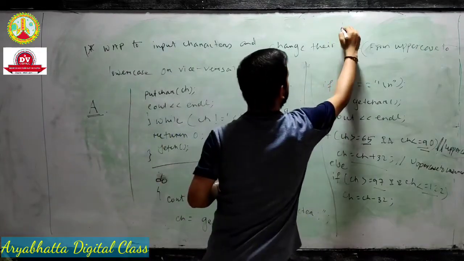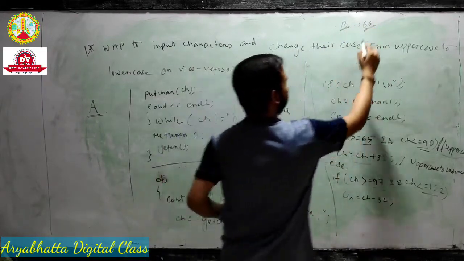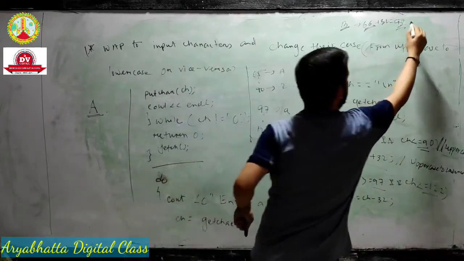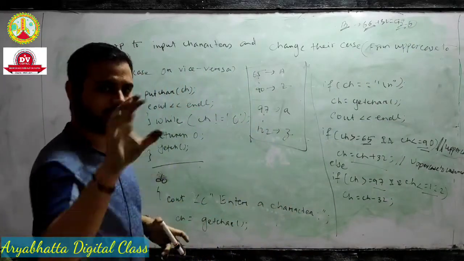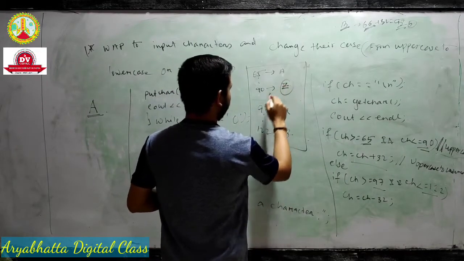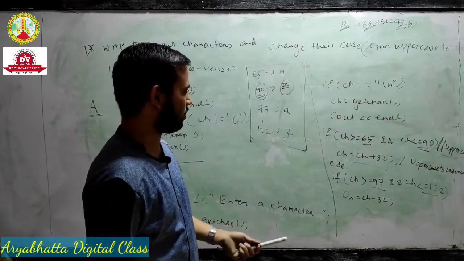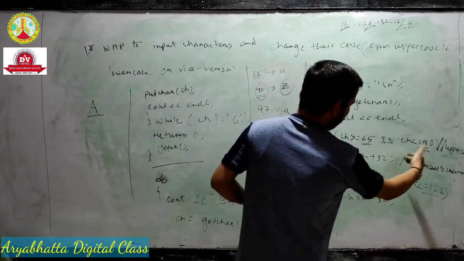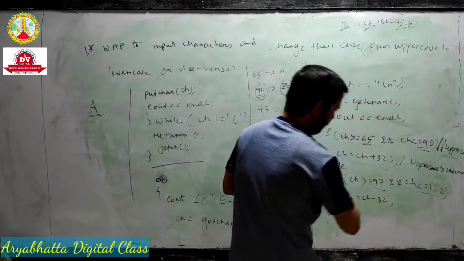If we take capital B, the value is 66, and 66 plus 32 is 98, which is small b. And if we take the last value, 90, for the character capital Z, then 90 plus 32 is 122, and 122 is small z. This is the formula for uppercase to lowercase, and lowercase to uppercase works the same way.